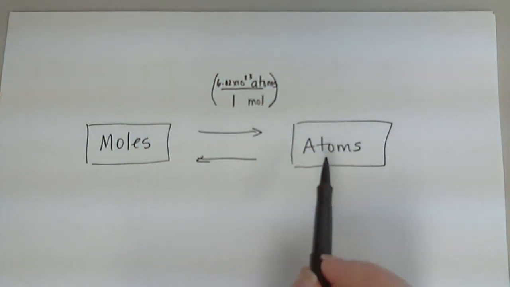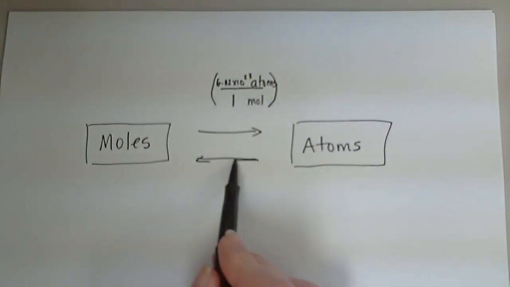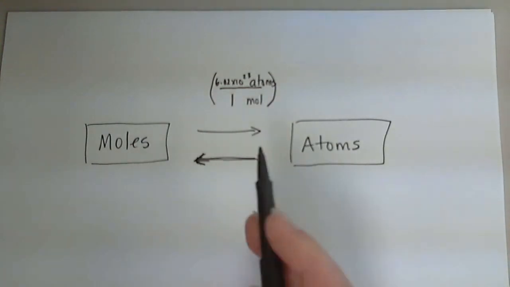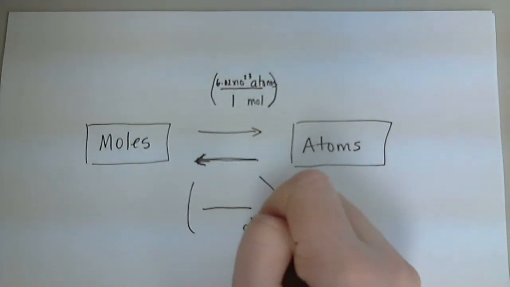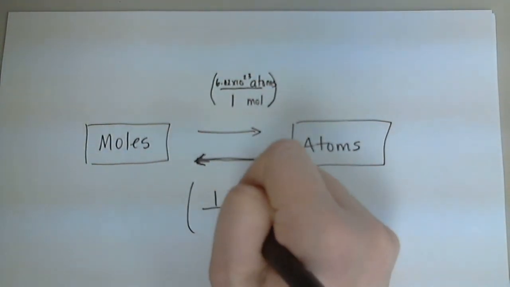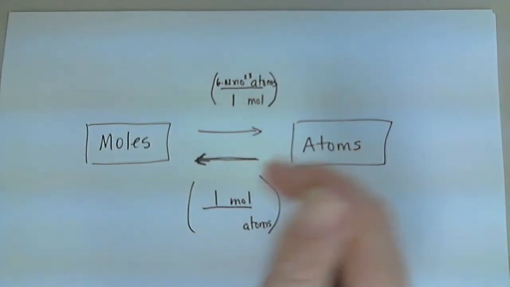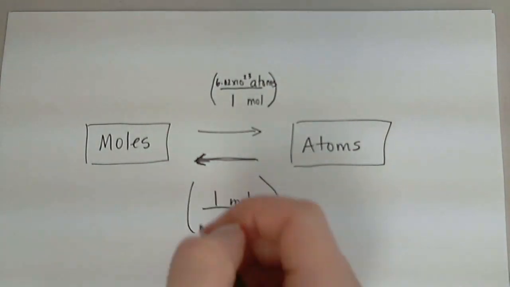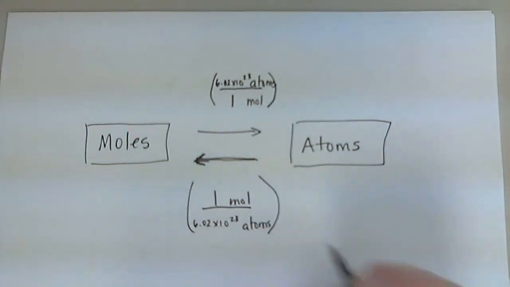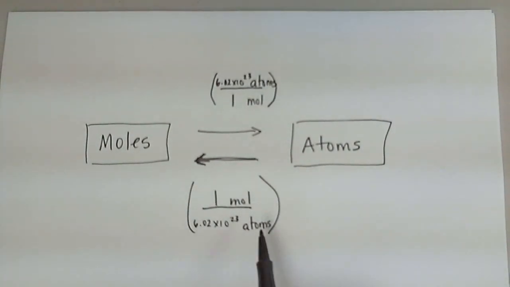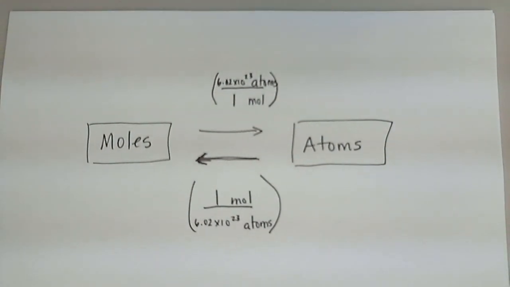If we're going the other way, starting with atoms and going to moles, now our conversion factor will be flipped. We'll need atoms on the bottom and 1 mole up top. Again, we know that 1 mole contains 6.02 times 10 to the 23rd atoms. And this right here is very important because it is the start of what you will see and learn to love as our mole map.